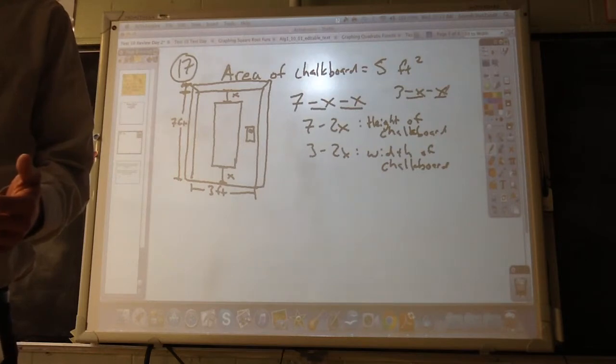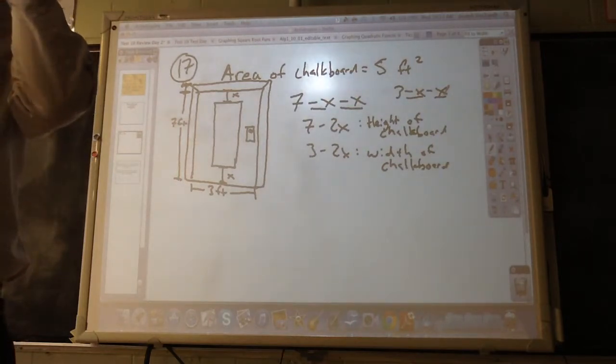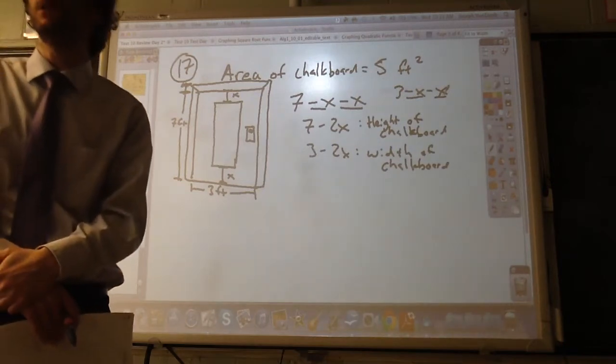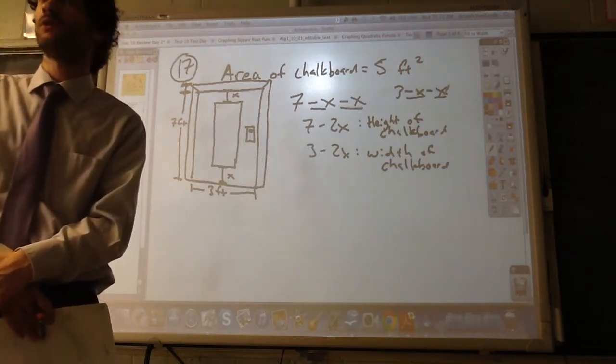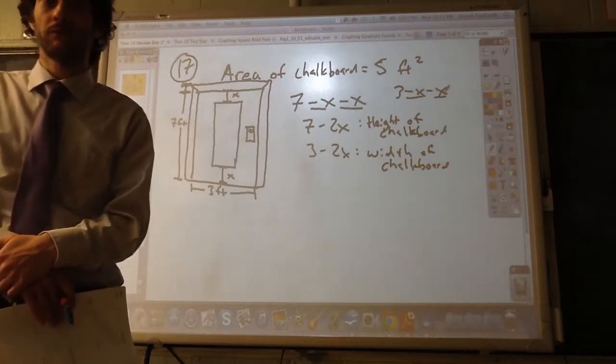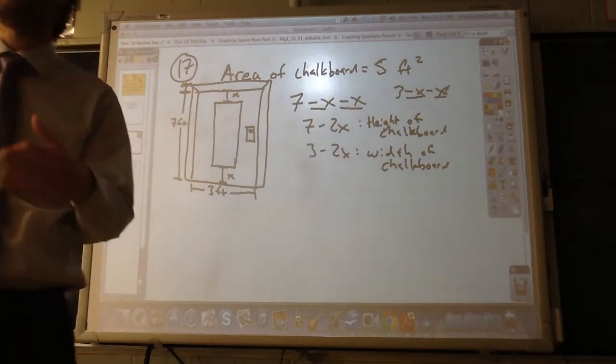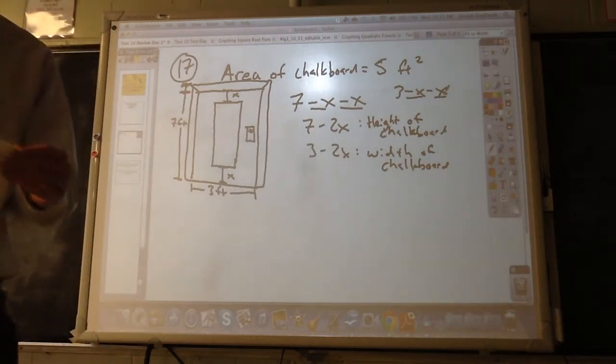Really? Are you going to tell me the formula for area of a rectangle? Okay, then hang on a second. I'm going to wait until someone in this room can tell me the formula for area of a rectangle. Yes. You need to know that, guys. That's elementary school. That's an elementary school formula.